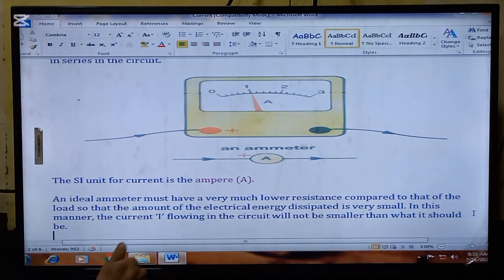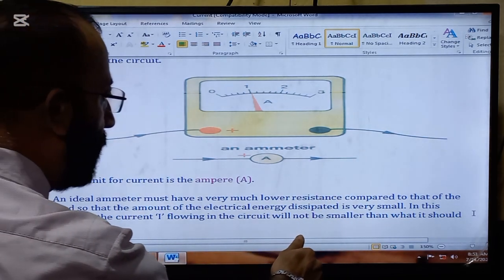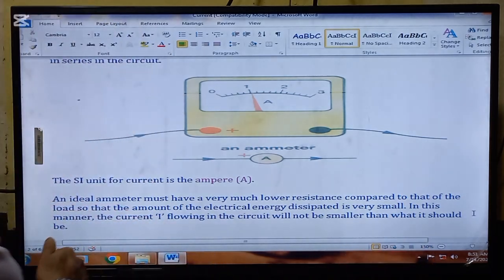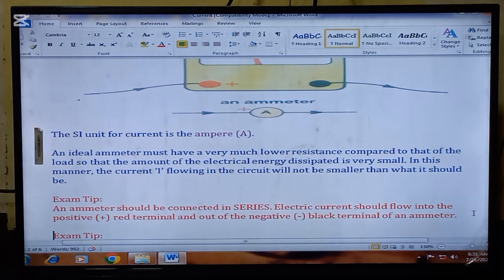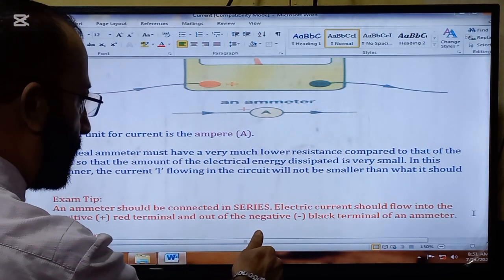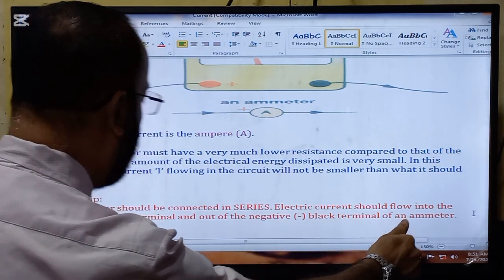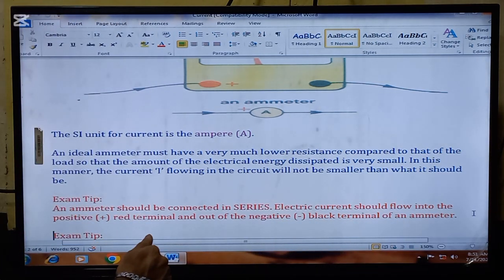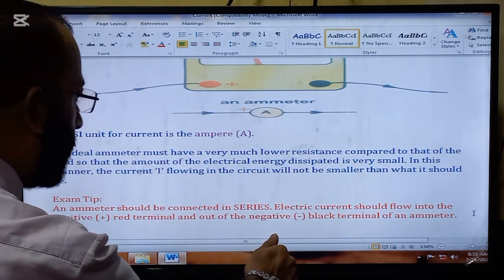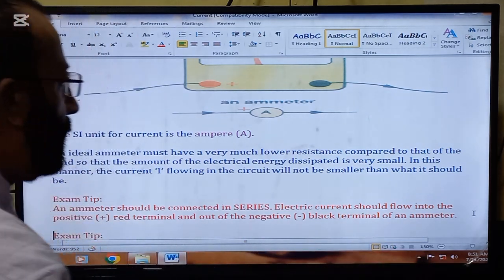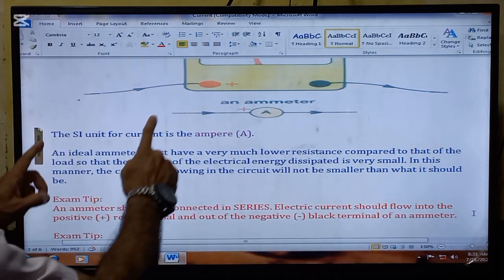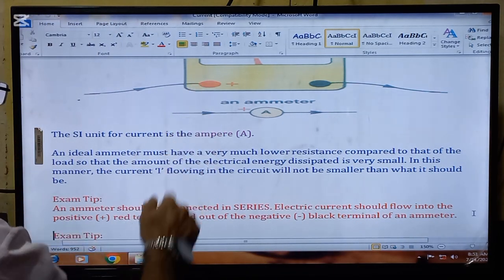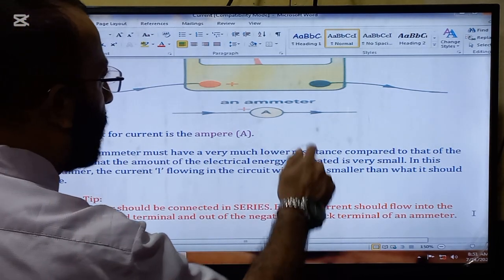In this manner, the current I flowing in the circuit will not be smaller than what it should be. Here is an exam tip for you people. An ammeter should be connected in series. Electric current should flow into the positive red terminal and out of the negative black terminal of the ammeter. So look now, flow into the positive red terminal. Here is the red terminal, and out of the negative black terminal.